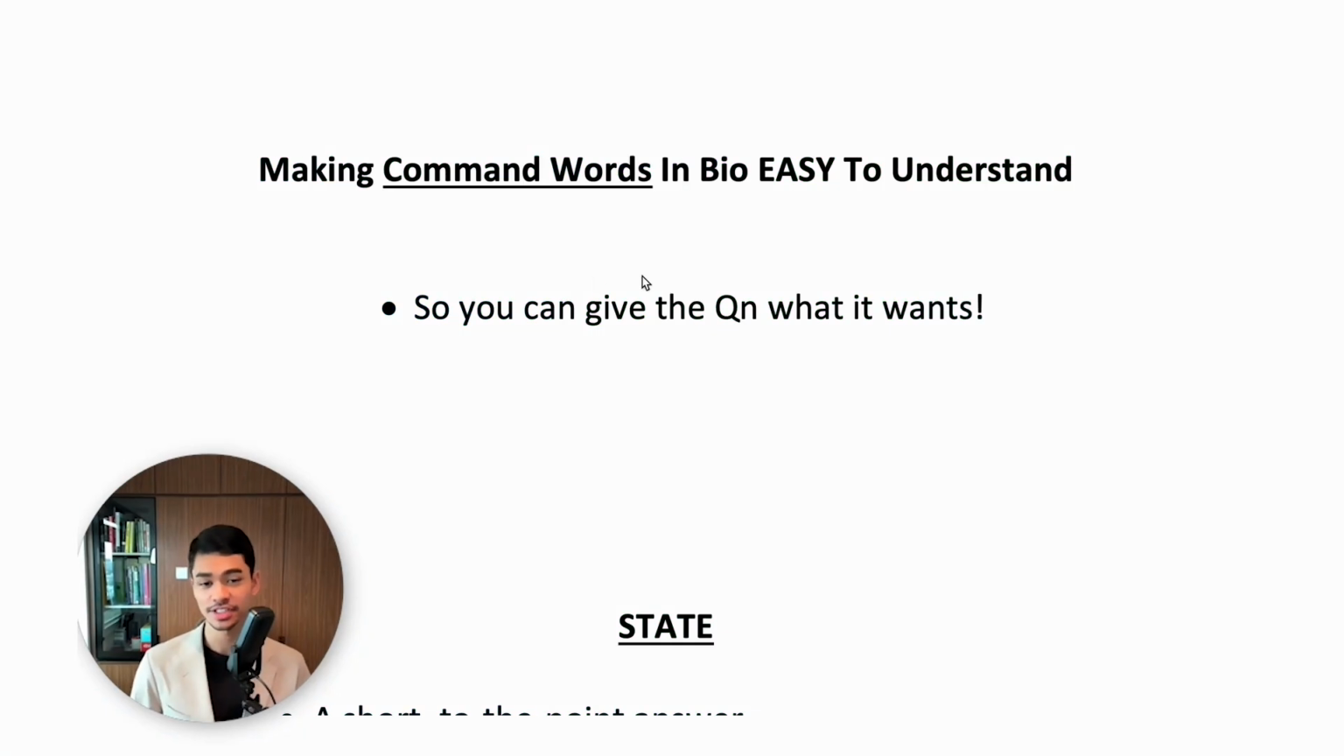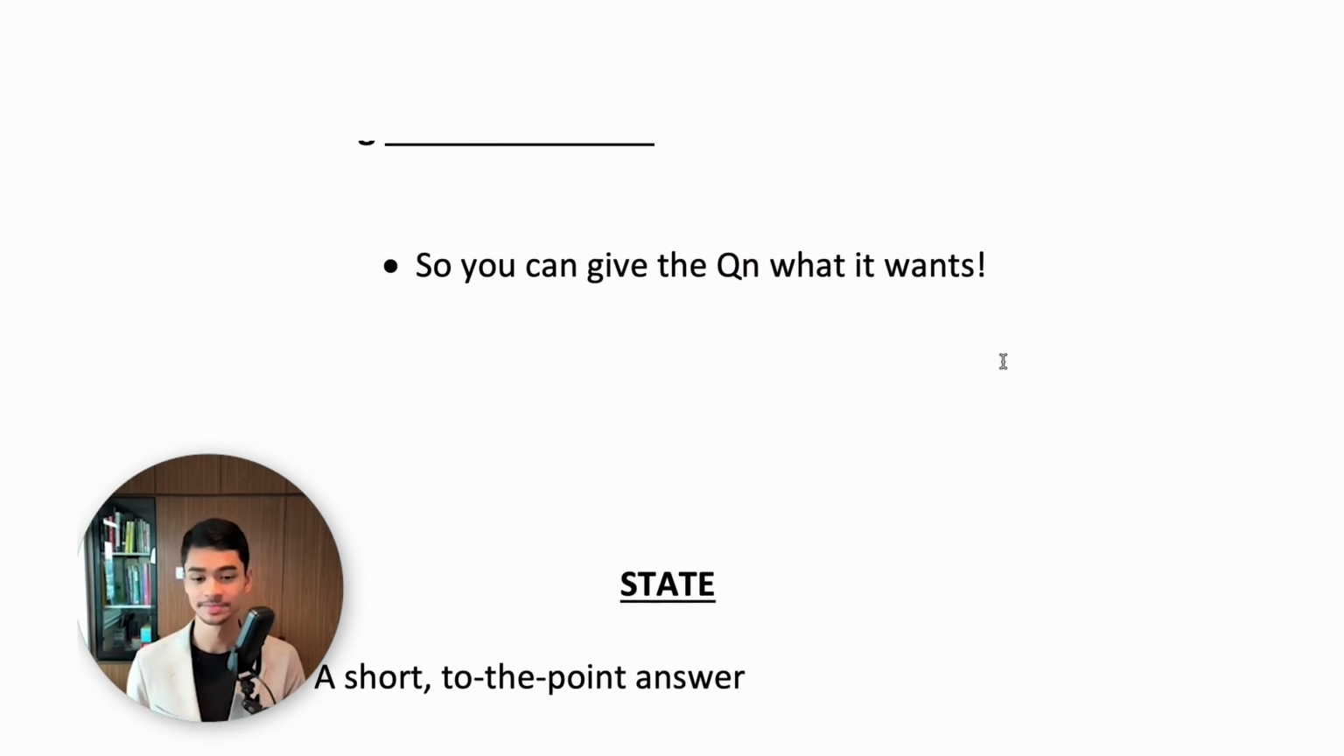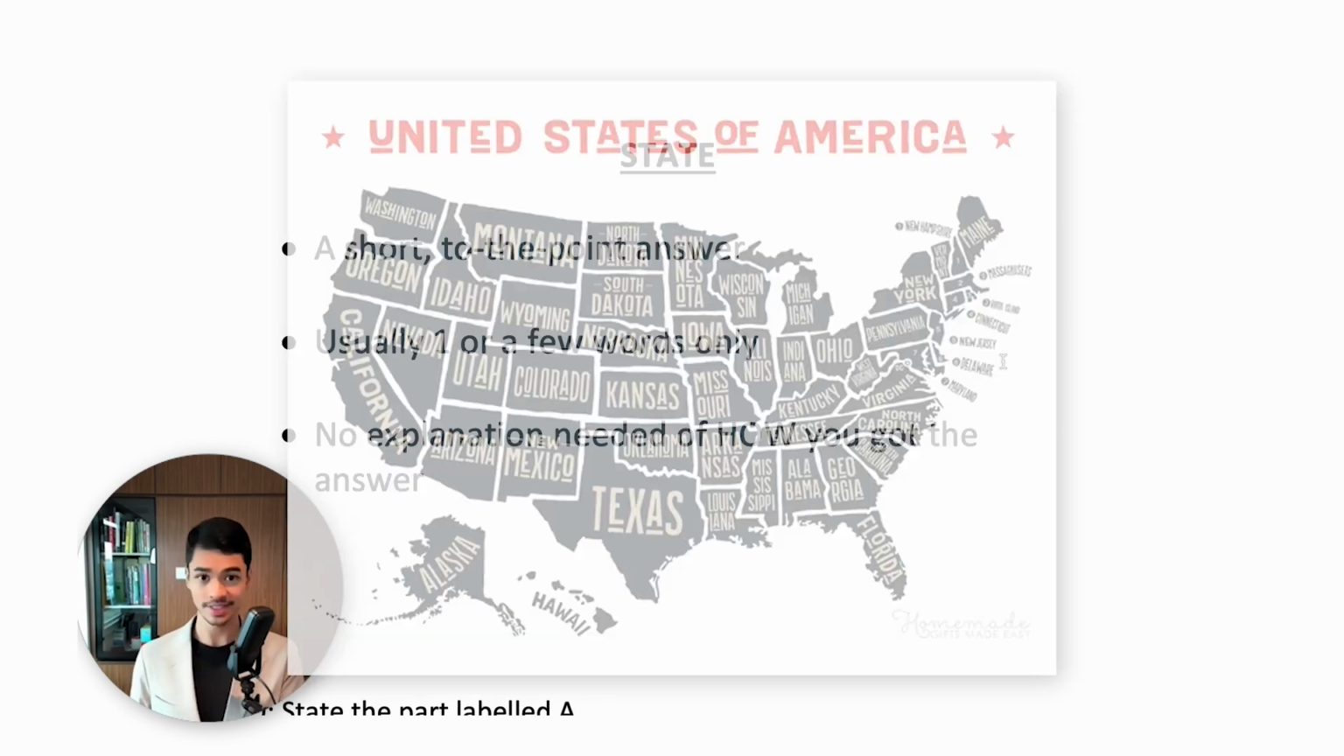Now moving on to the next section, how to make command words in bio easy to understand. So we need to interpret this to give the question what it wants. If not, you are not going to score because it's not going to be relevant. So let's start with the simplest one, which is state.